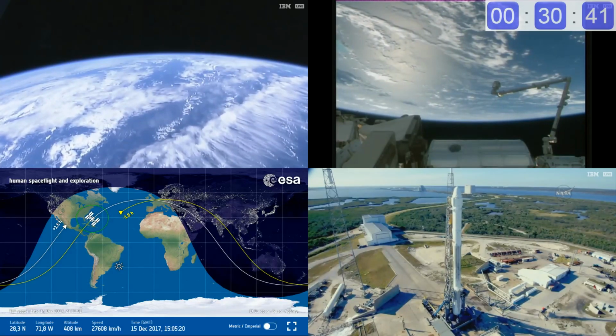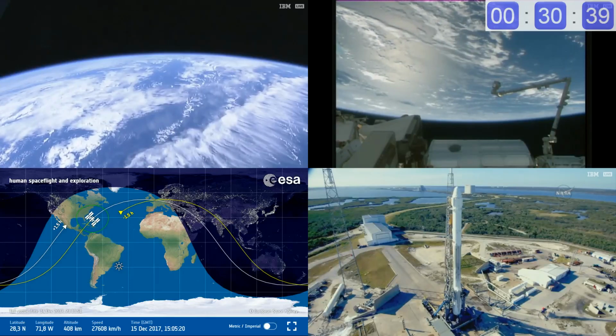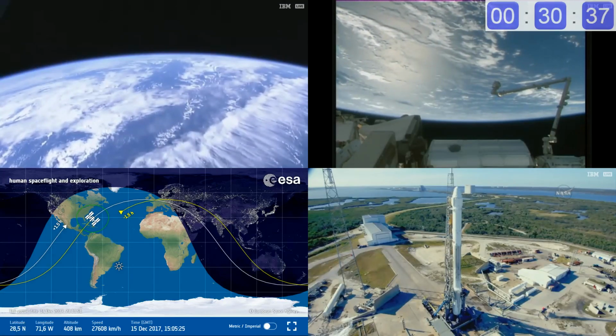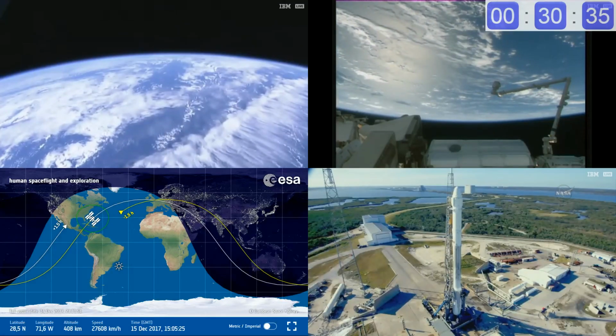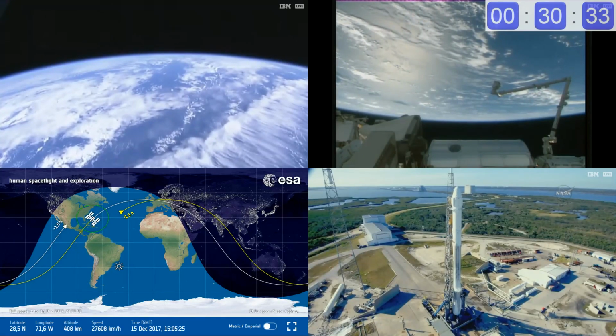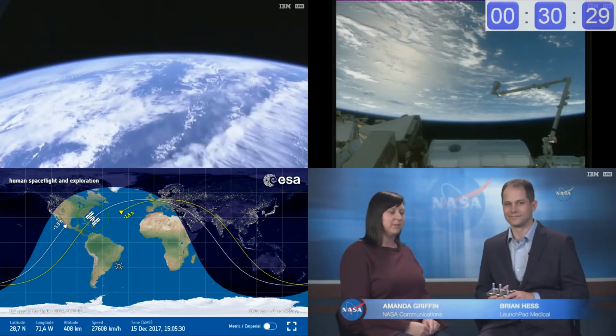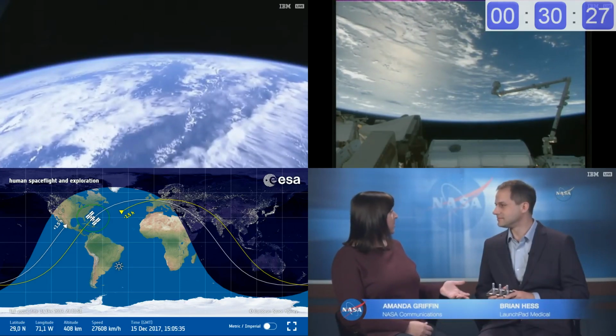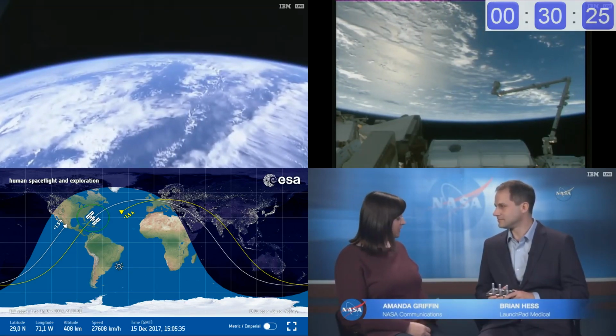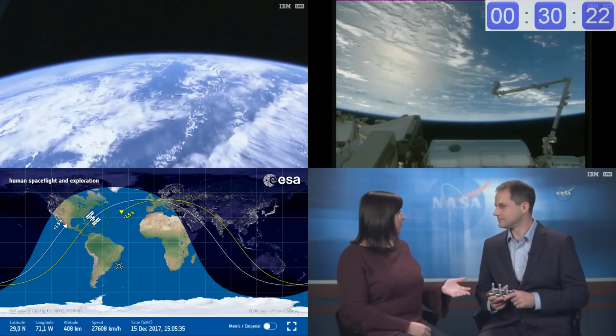Our Amanda Griffin recently learned more about an investigation that could help scientists better treat patients with osteoporosis and heal broken bones. I'm here with Brian Hess, the founder and CEO of Launchpad Medical. Brian, I understand you're working on a new bone material that we're sending to space. Can you tell us a little bit about how what you're working on is different than what's currently on the market?